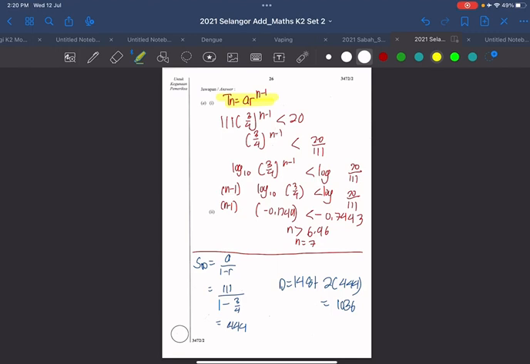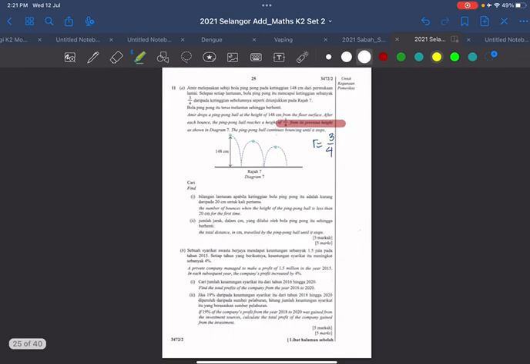So A, which is 111, times (3/4)^(n-1) is smaller than 20. Why do I use 111? Because this is 111 and it is 3 over 4 of the previous value. So this will be our A, which will be our initial height, and our T1.